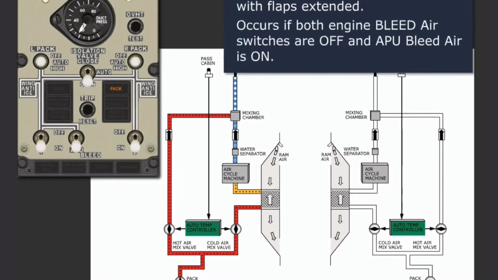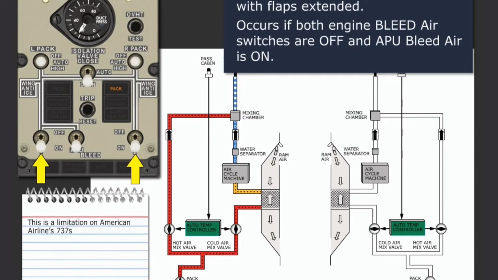Automatic switching to high flow also occurs if both engine bleed air switches are off and the APU bleed air switch is on, regardless of flap position, air-ground status, or number of packs operating. With engine bleed air switches in the on position, do not operate the air conditioning packs in high for takeoff, approach, or landing.